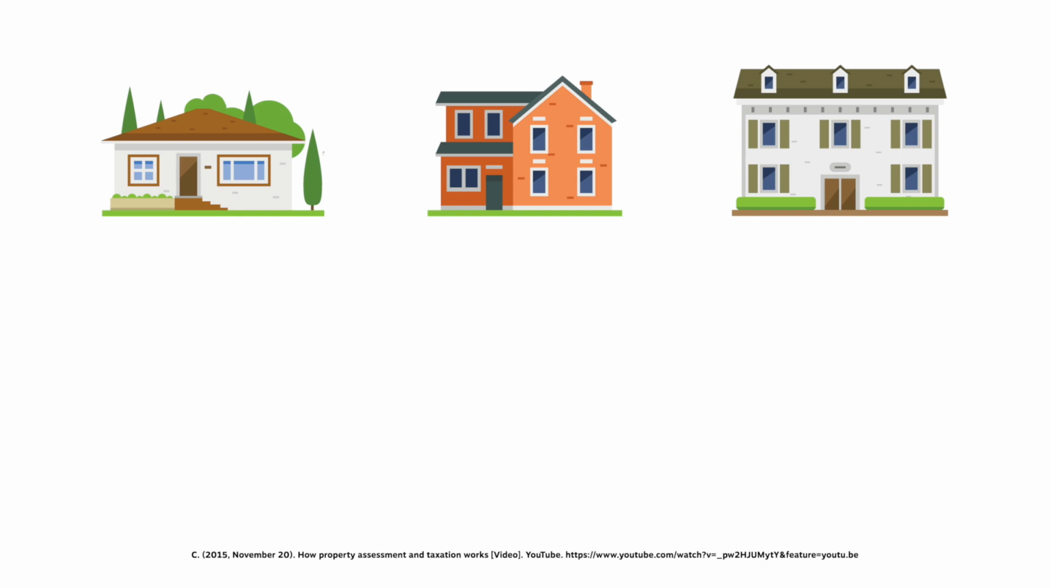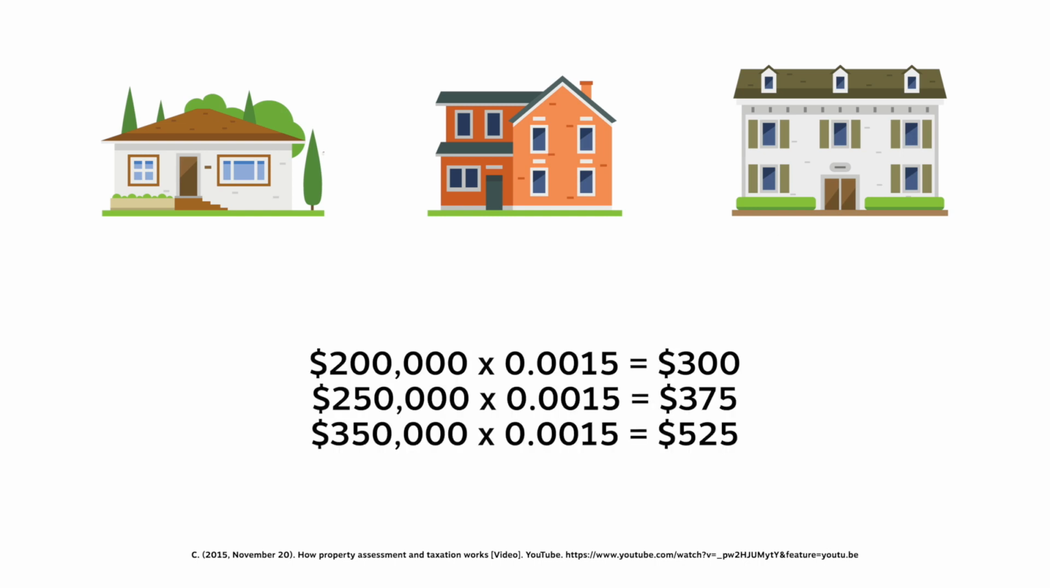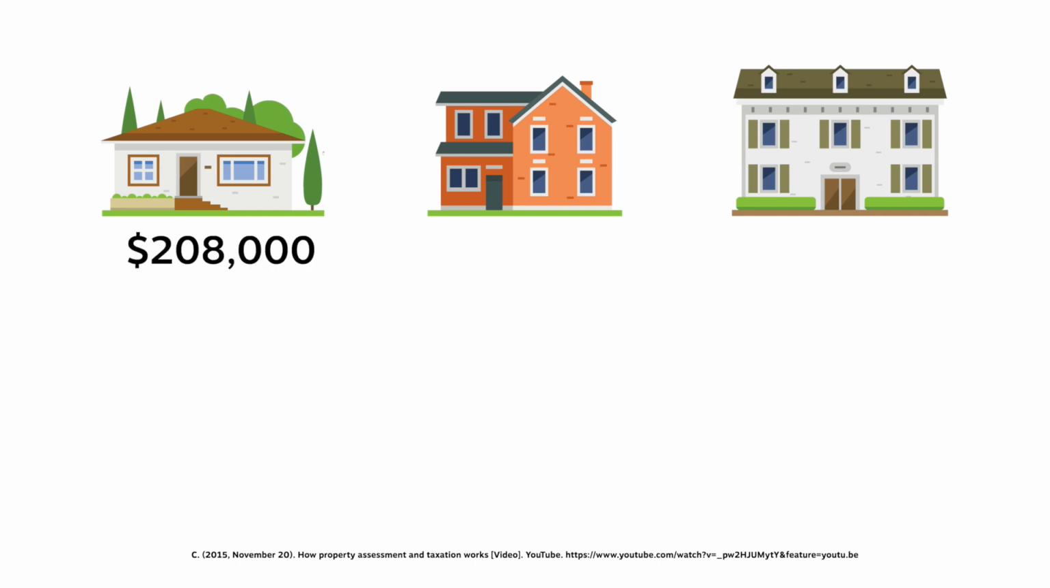To calculate how much tax each home pays, we multiply the tax rate by the assessment. In our example, the first house would pay $300, the second home would pay $375, and the highest value home would pay $525. Now let's imagine that another year has passed and that property values have increased by 4%.